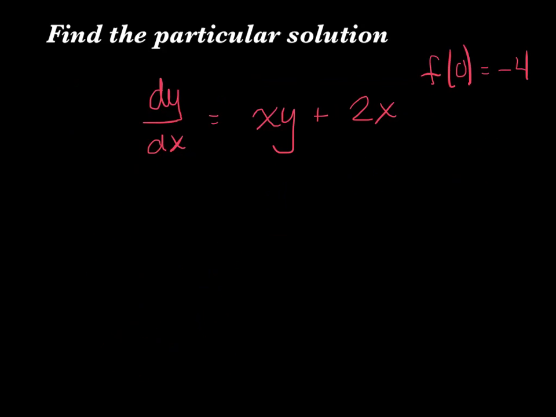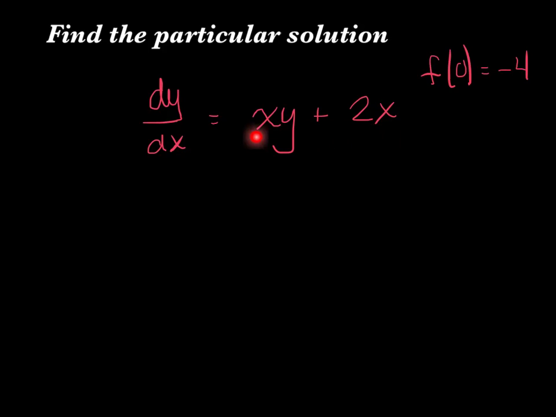Number 2, find the particular solution. dy dx equals xy plus 2x, and f of 0 equals negative 4. So recall, the only way we can separate the variables is multiplying or dividing. You cannot just take this xy and subtract it over. It doesn't work that way. You can only multiply or divide.